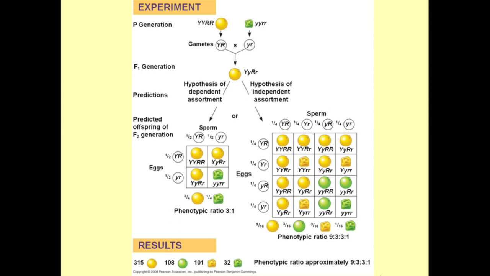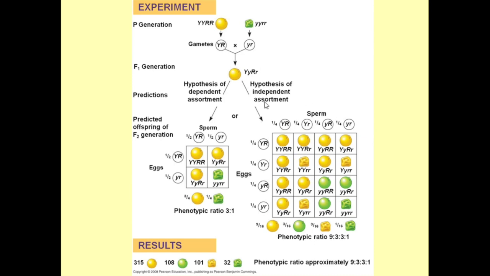So to work this out on a Punnett square is actually a little bit more of a task, because now we can have different combinations of those alleles. So if we're going to cross two F1s, we have to put down on our Punnett square every possible allele combination. So we know that we can mix a big Y with a big R, but we also know that we can have a big Y with a little R. And we know that we can have a little Y with a big R. And we know that we can have a little Y with a little R. And that's exactly what we do.